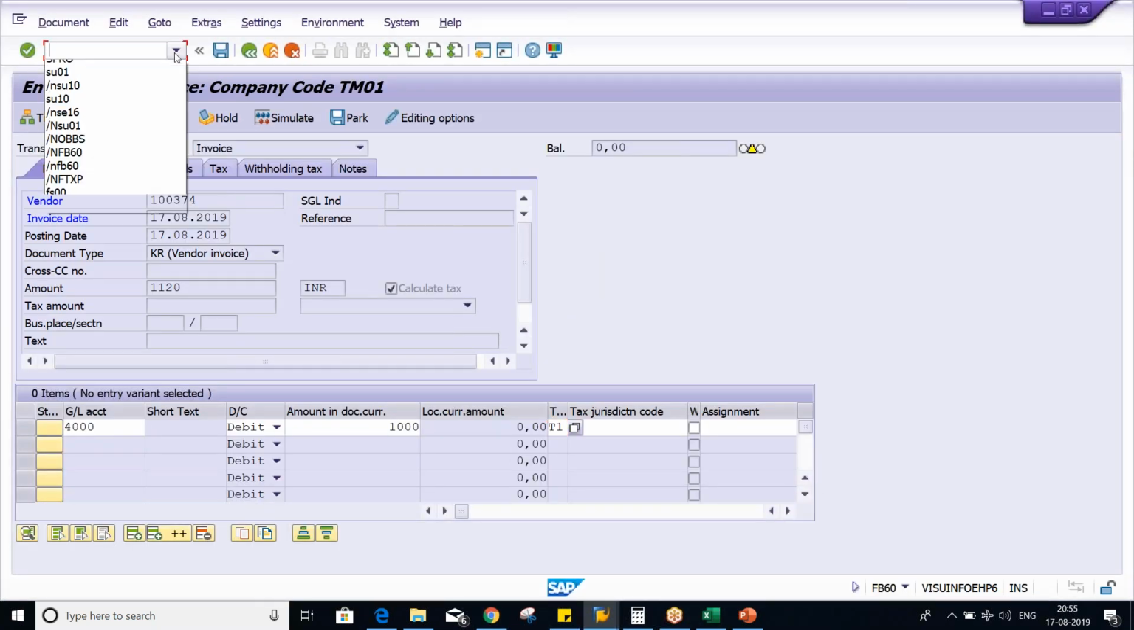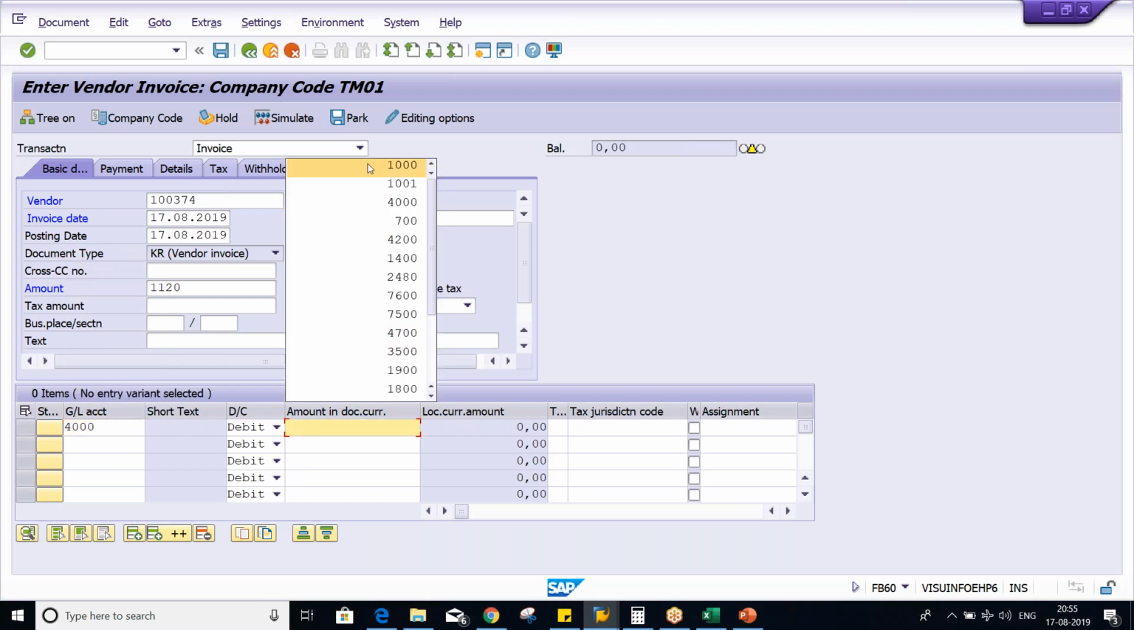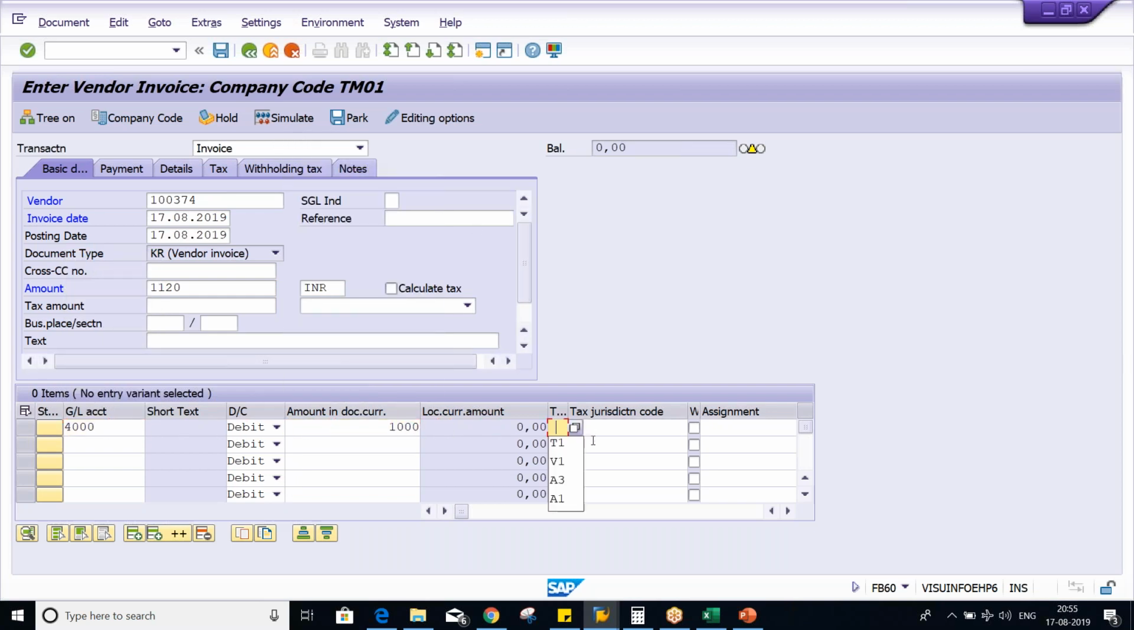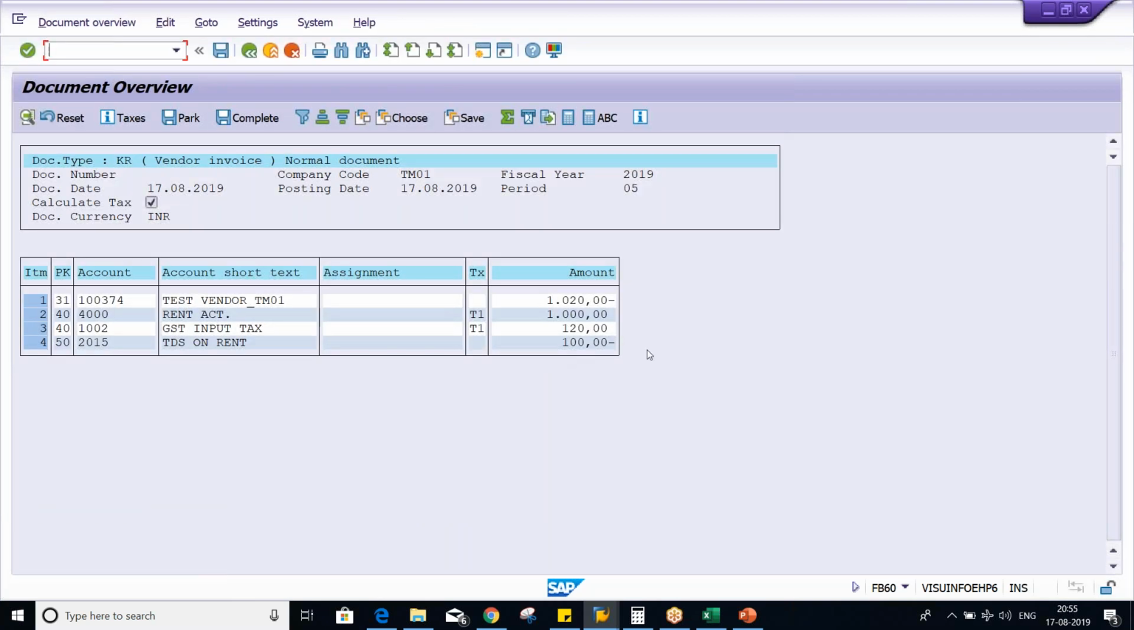So once again, FB60, guys. Here T1, and simulate. Just press enter. So look at here, guys. Now what is happening? Your rent amount 1000, right? That is going to be debited, and GST input, that is 120, is also going to be debited.